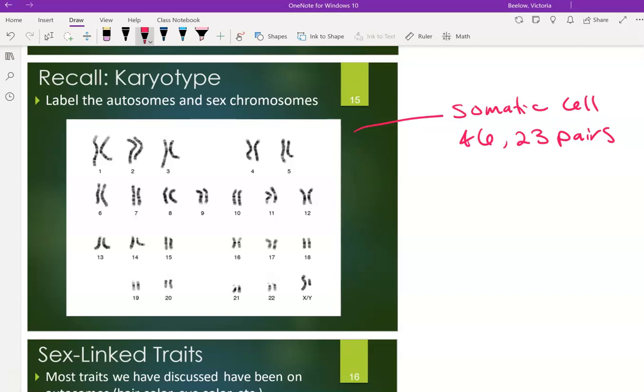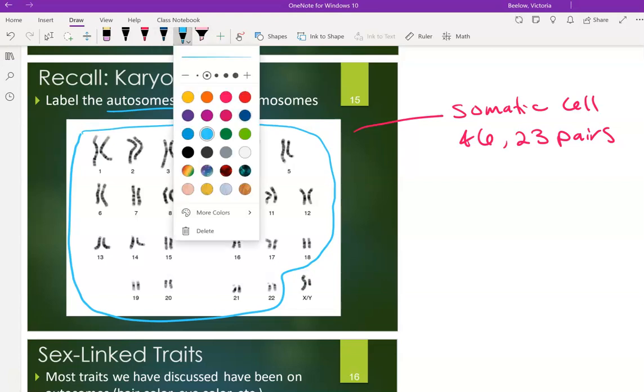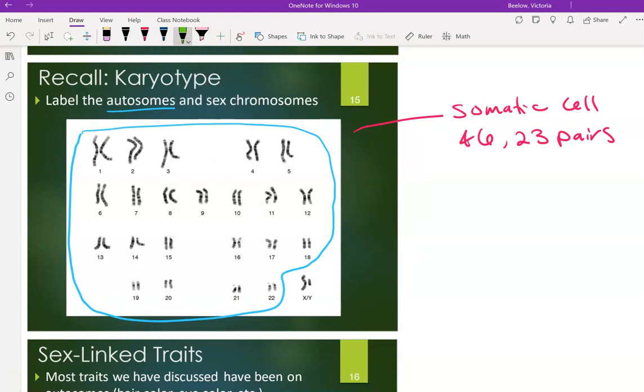So the autosomes, remember, are going to be the first 22 pairs. So that includes everything that is numbered. So these are what you call your autosomes. These are basically all of the chromosomes that control for things in your body besides determining sex.